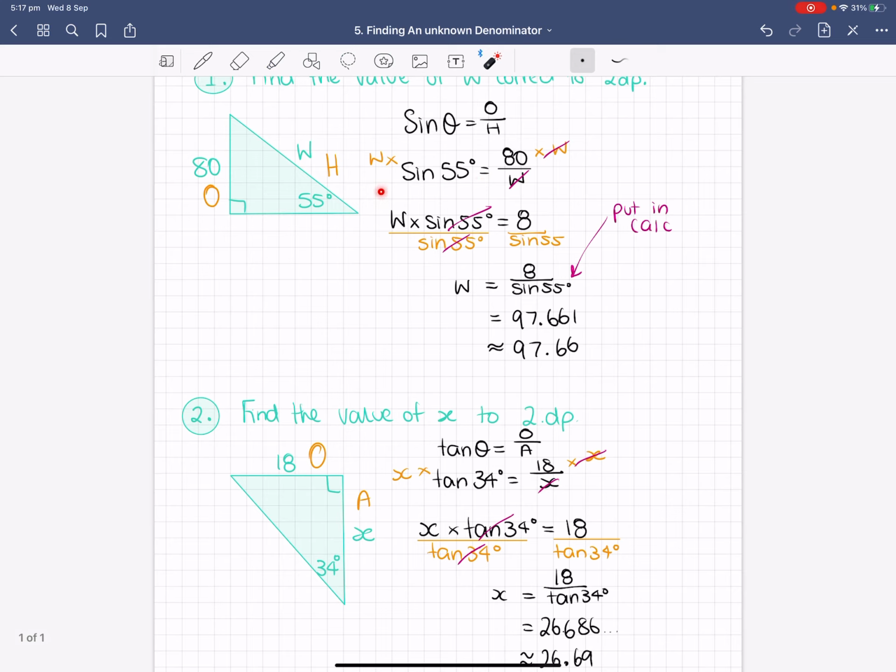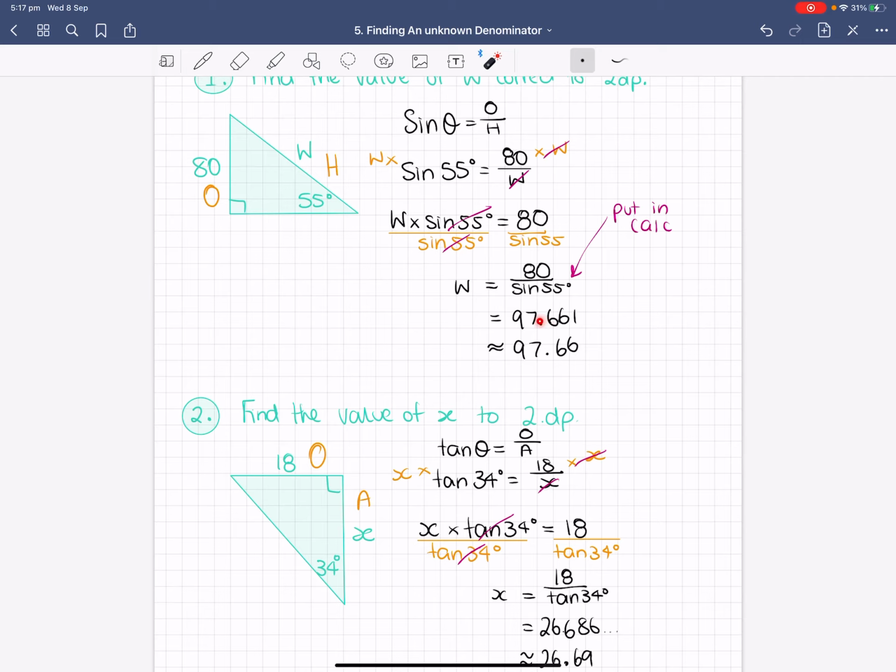Okay, now looking at both of these, just really quickly, you will notice that this is what we started with, right? Sine of 55 equals 80 over W. This is what we ended up with. W is equal to, that should be 80, not 8. Wow, sorry. This is still the right answer because I just copied it. I didn't think of it off the top of my head.